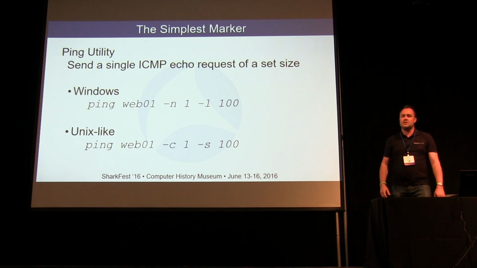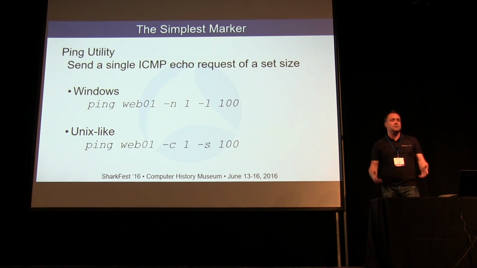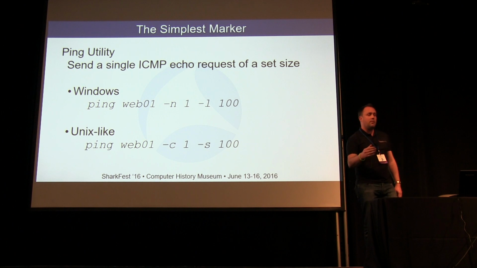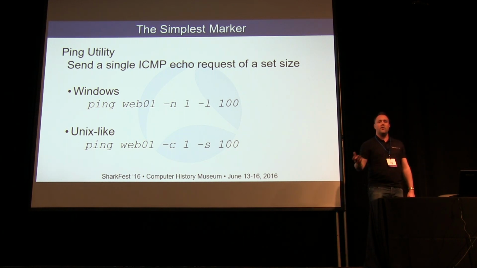So if I think about the simplest marker that we can use, it is a ping utility. We can send a single ICMP echo request of a set size that we know into our packet traces for us to then find later.